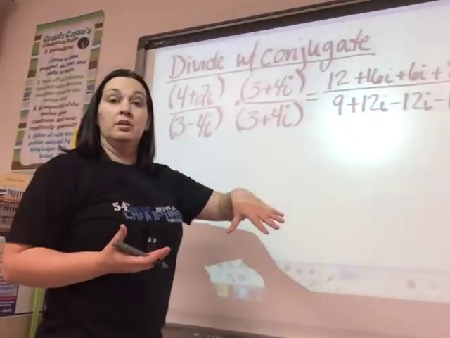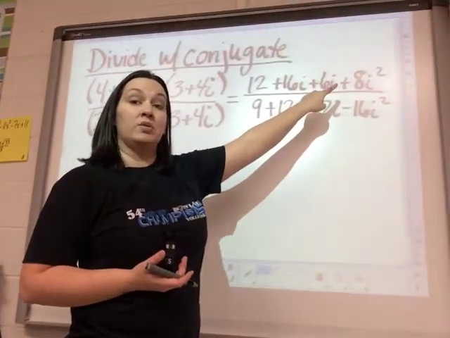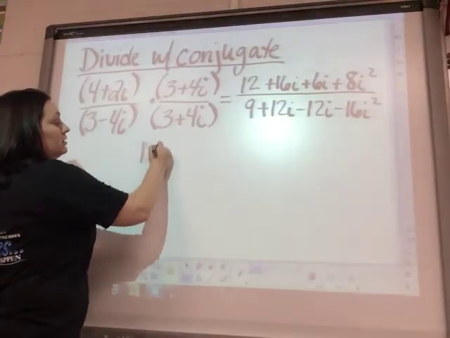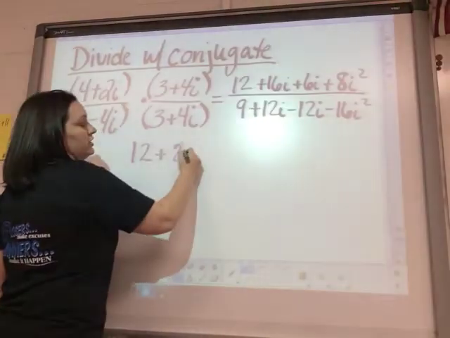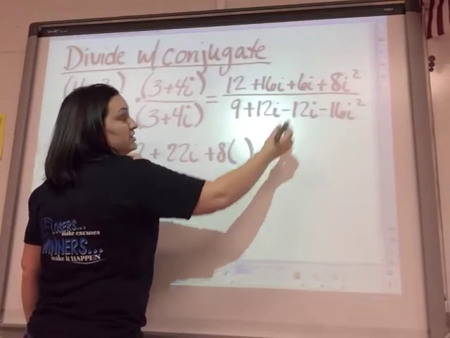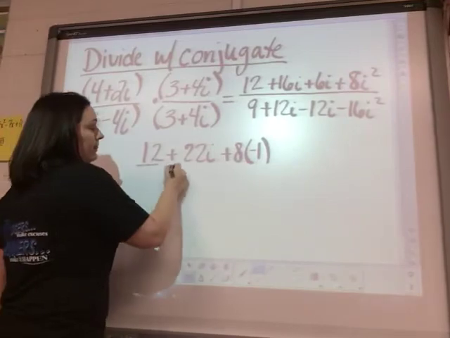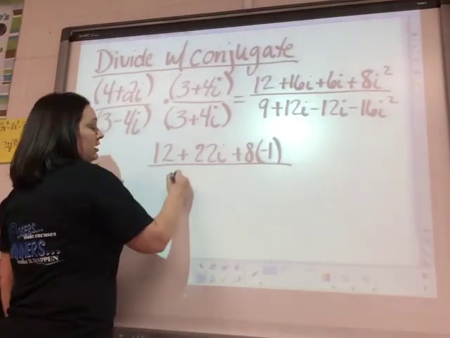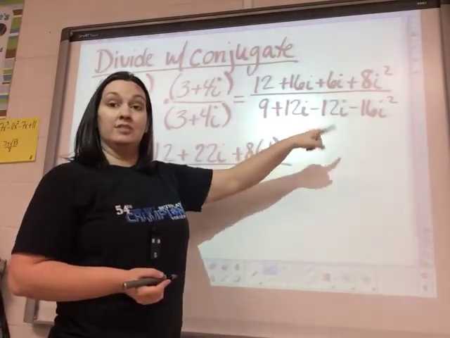Let's continue. Let's combine our like terms here. And let's go ahead and replace the i squared with what we know. i squared is a negative 1. So it looks like this. 12 plus 16i and 6i, well, that makes 22i. Plus 8 times, instead of i squared, we just talked about it, that's negative 1. The exact same thing in your denominator, but this is going to be nicer. Your 9 comes down. What happens with 12i minus 12i? That cancels. That goes away.